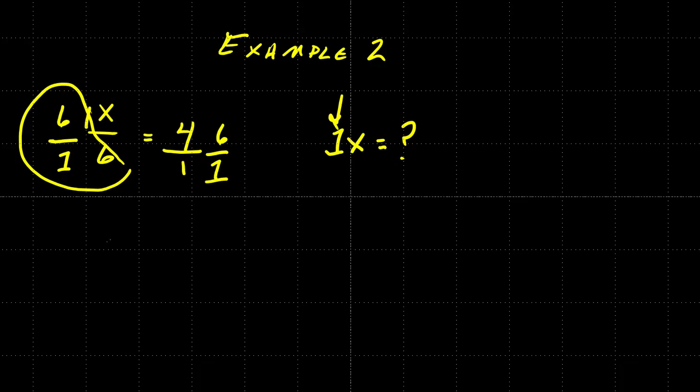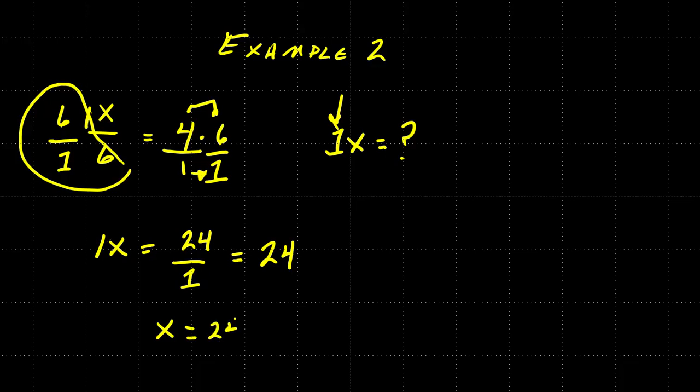So now I have 1x equals, and now we're going to multiply the fractions. Remember that we just multiply straight across. 4 times 6 is 24. That's over 1. Any number divided by 1 is the same number, so that's going to be 24. Our final answer then, x equals 24. We'll box that in to show that that's our answer. We'll do a check on that.